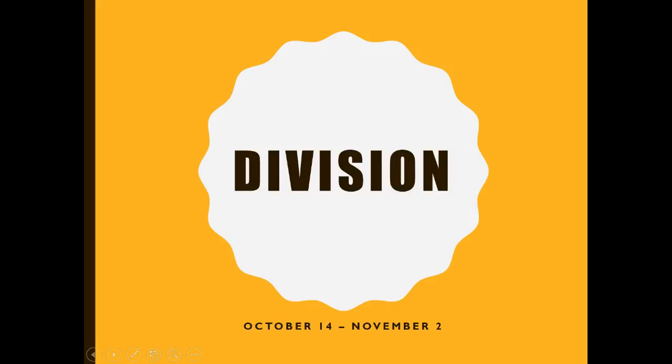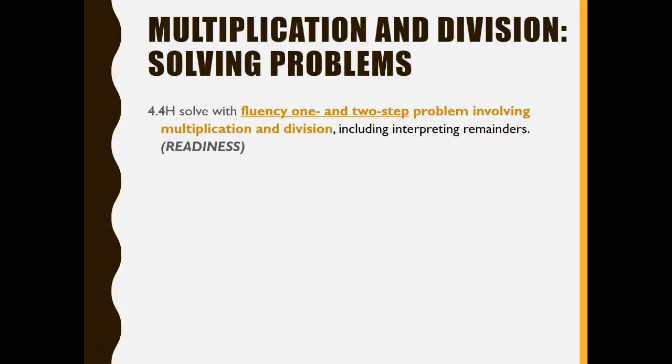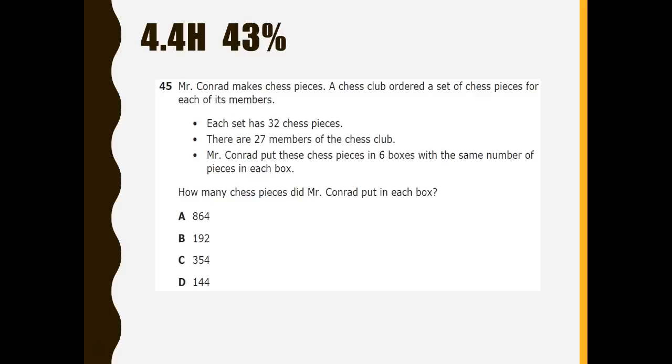October 14th through November 2nd, you're going to be covering division. Now we're going to be talking about multiplication and division with one-step and two-step problems. Here's an example of how it was tested on STAAR. Notice that you would multiply 32 times 27 and then divide the product by 6.